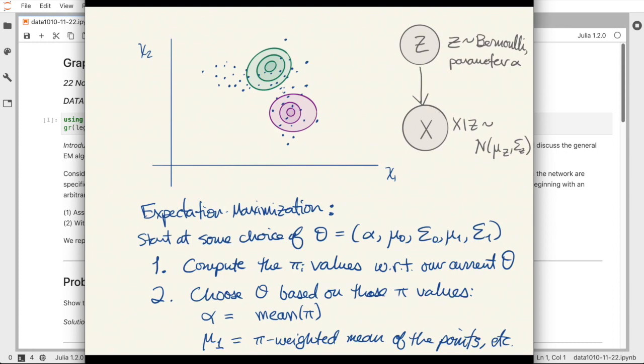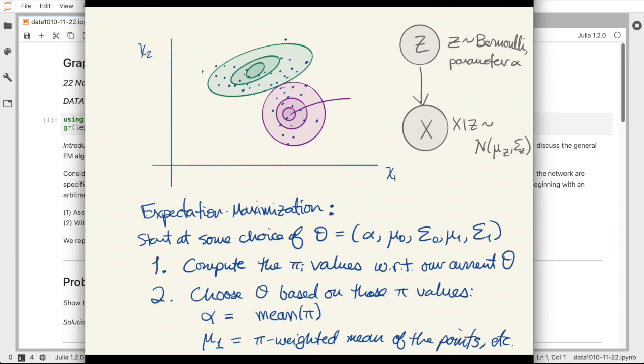And then we reset our alpha according to the overall amount of purpleness, which I'm not really illustrating in the diagram. So here that would probably be less than a half because there are more points that get assigned a high greenness score, in other words, a low conditional expectation of z. And then mu1 gets set to the pi-weighted center, in other words, the purpleness weighted center of the points. So here all the points contribute to this computation, but in proportion to their conditional probability of having been purple under the previous parameter assumptions. And then same for sigma 1 and same for the green distribution.